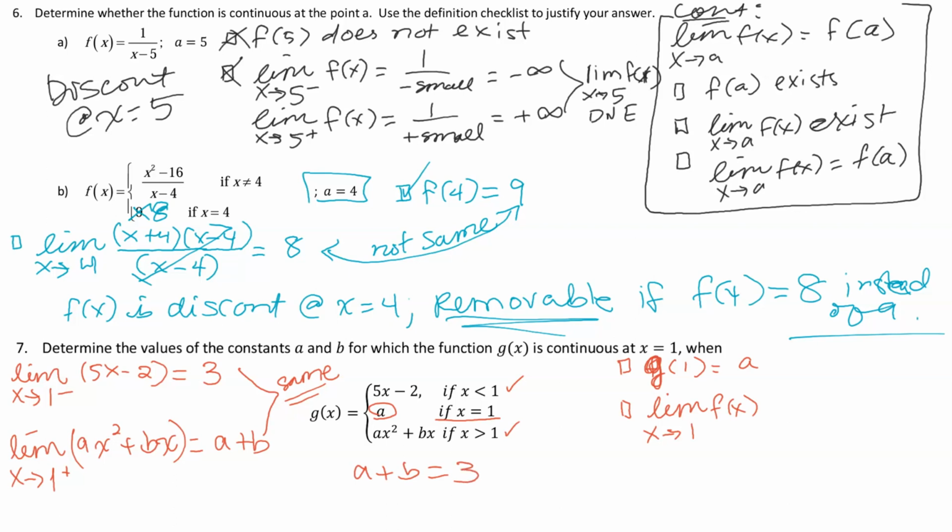And also that limit of 3 needs to be the function value. So a has to be 3. And if a is 3, then in a plus b, b has to be 0. b has to be 0. So that is what we have so far.